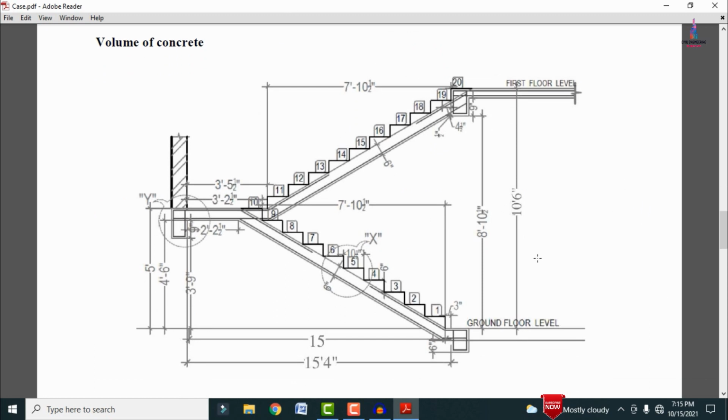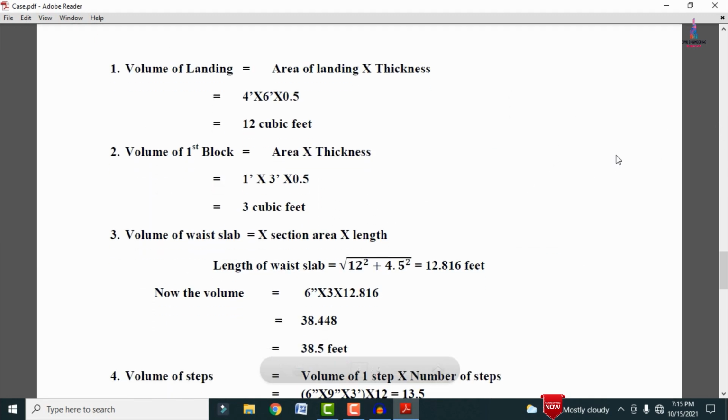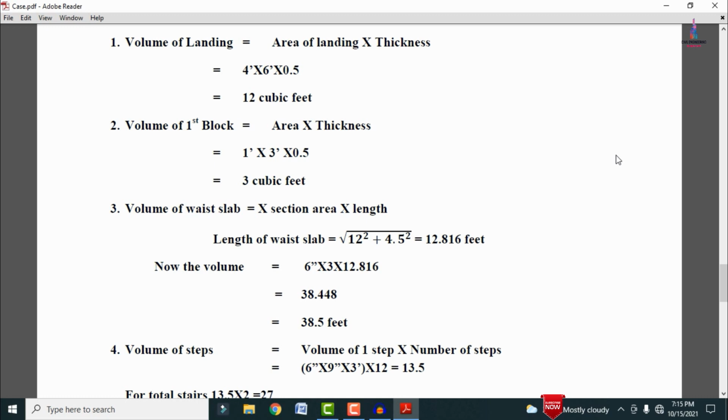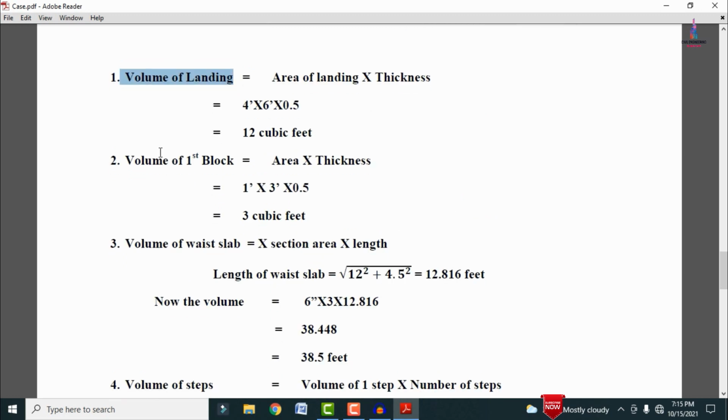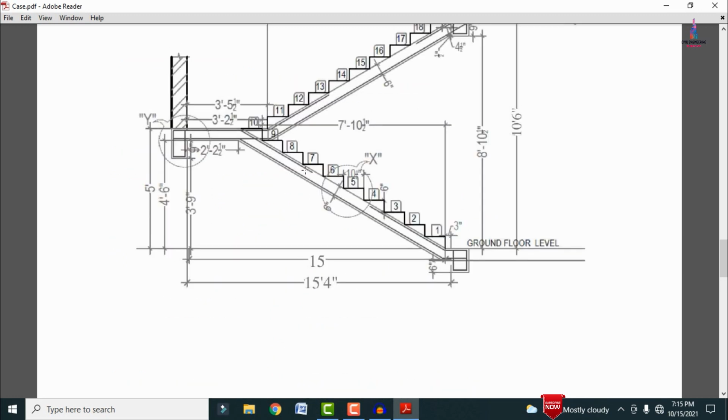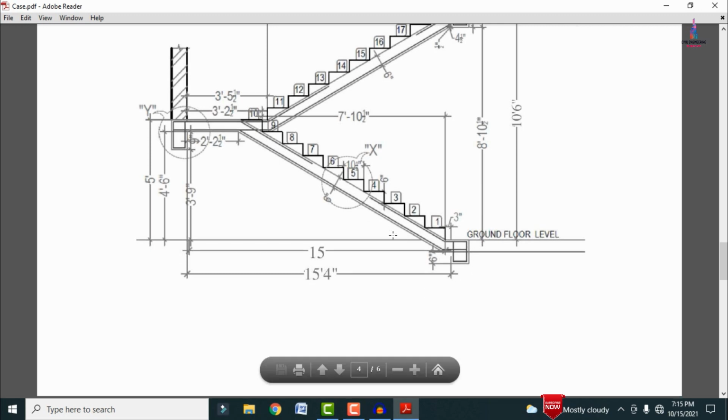Okay, so this is the general plan view diagram for the respective staircase after the calculation part. Basically the volume calculations come under 4 types here. One is the volume of the landing, which is the landing slab that exists in between the staircase, and the second one is the volume of the first block, which is placed at the starting point of the staircase.